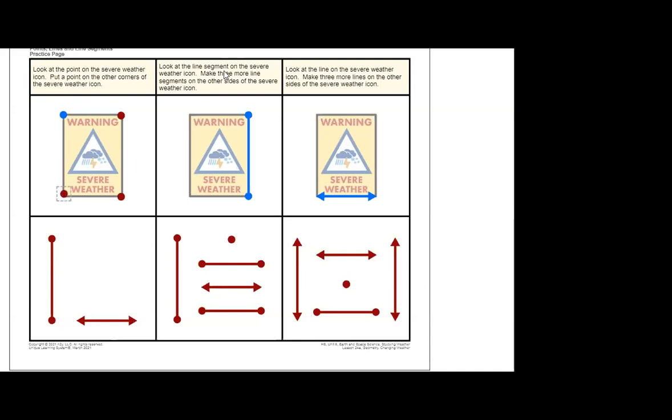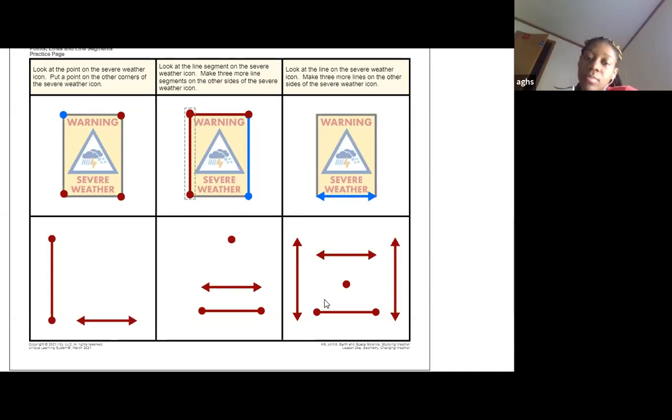Okay. So, for the second one, look at the line segment on the severe weather icon. Make 3 more line segments on the other sides of the severe weather icon. So remember, our line segment has a start point and an end point. So I'm going to put our first line segment up here. My points show the start point and the end point. Then I put my other line segment on the other side. And where do I put my last line segment? At the bottom.